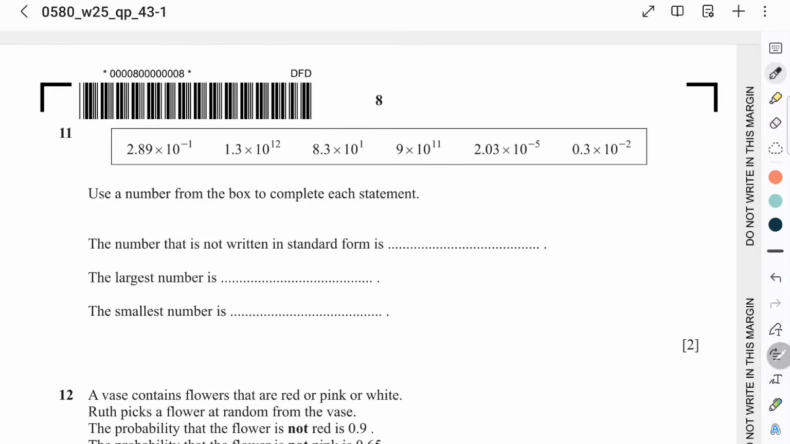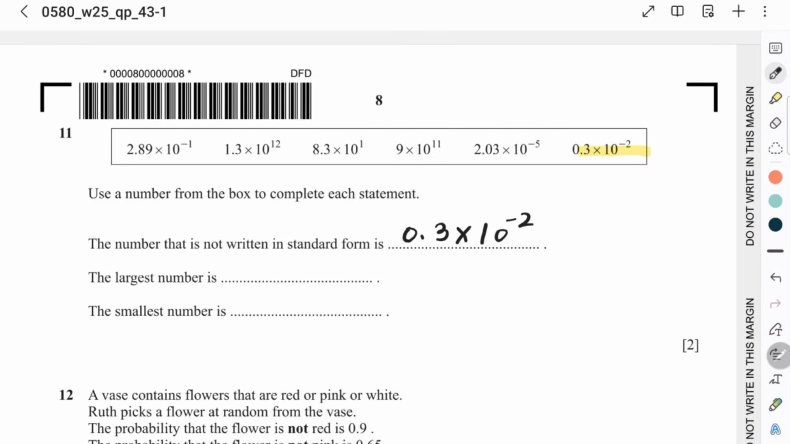2.89 times 10 to the power minus 1 means 0.289, a number like this. 1.32 times 10 to the 12, a bigger number. 8.3 times 10 to the power 1, 9 times 10 to the power 11. 2.03 times 10 to the power minus 5, 0.3 times 10 to the power minus 2. Use numbers from the box to match each statement. The number that is not written in standard form: we cannot have 0.3 or 23.3. We just have one digit before the decimal, from 1 to 9. So 0.3 is not a standard form number.